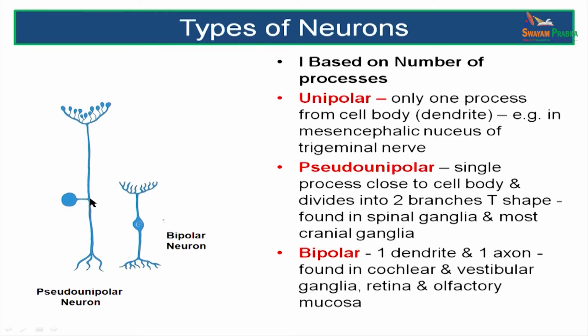What is a pseudo-unipolar neuron? It's called pseudo-unipolar because it has the false appearance of a unipolar neuron, but actually it has a process coming out which branches into an axon and a dendrite, like you can see here. These are found in the dorsal root ganglia along the dorsal root of the spinal cord. The third type you see in this figure here is a bipolar neuron having two processes coming out from the cell body, and these are found in the bipolar cells of the human retina.